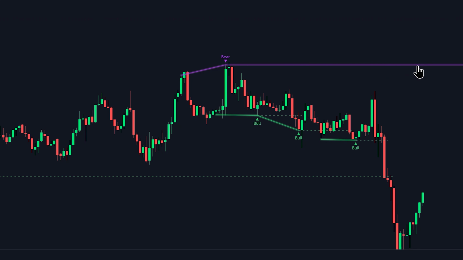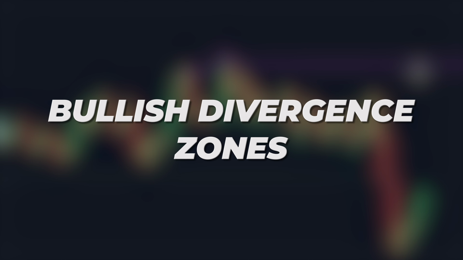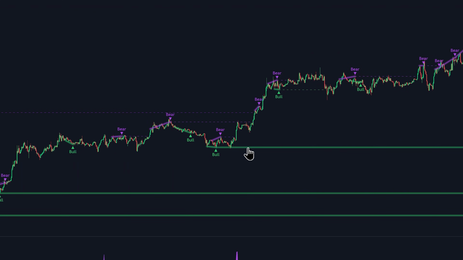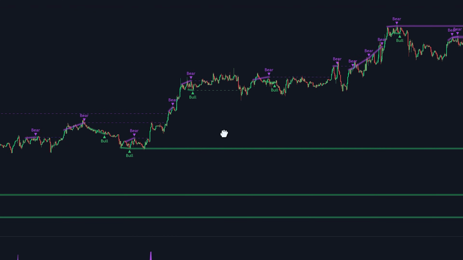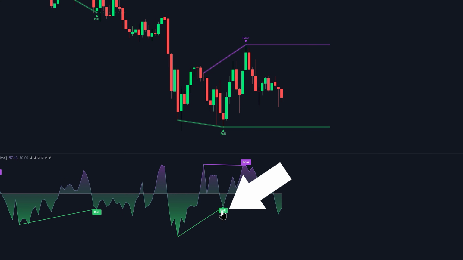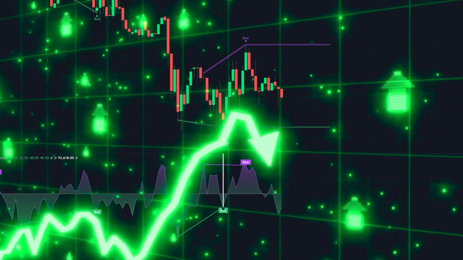So for bullish trades, your goal is to use bullish divergence zones as demand zones. That means you're waiting for price to revisit a bullish divergence zone and show you that buyers are stepping in again. Here's the long setup. First, a bullish divergence forms and the indicator prints the bull label in the RSI pane and it marks the pivot on the chart with the up arrow bull tag. That creates a bullish zone on your chart.